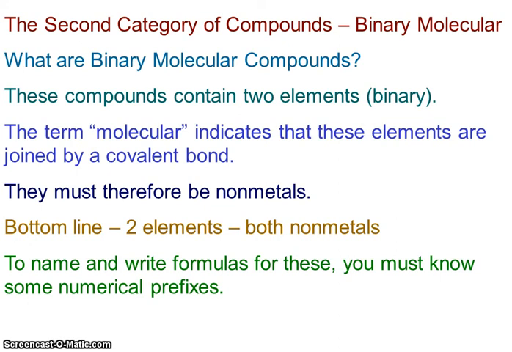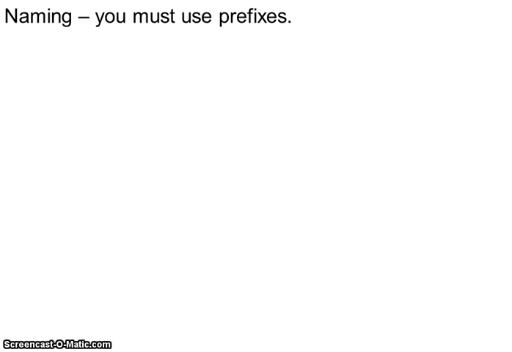To do the names and formulas for these, we have to know some Greek prefixes. Because these guys are sharing electrons instead of transferring them, they open up the door to many more possibilities. Like with copper oxide earlier, we had 2 possibilities. When we go to bond nitrogen and oxygen, we have many possibilities. And so we need a way to differentiate these, and we can't use charges because they don't have charges. They're sharing electrons, not giving and taking them.